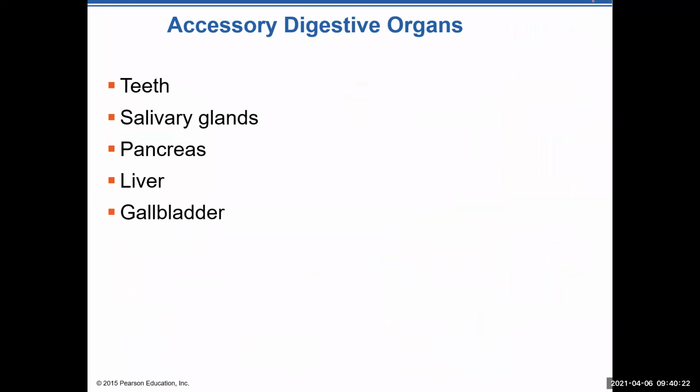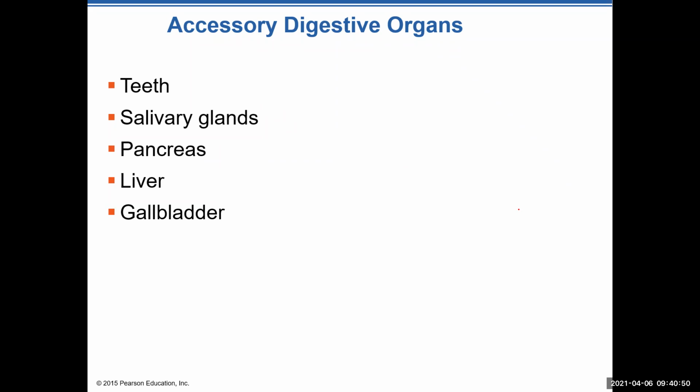Great. So now we'll just discuss a few accessory organs. If you remember, when we introduced this chapter, I told you that we do not have only the elementary canal. Imagine if we just had the mouth, pharynx, esophagus, stomach, small intestine, and large intestines, we would not be able to digest the food. Of course not. No way.